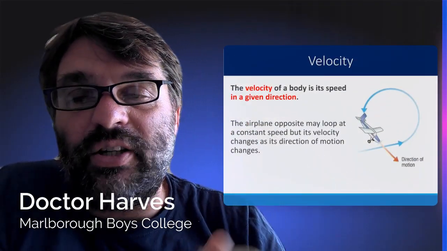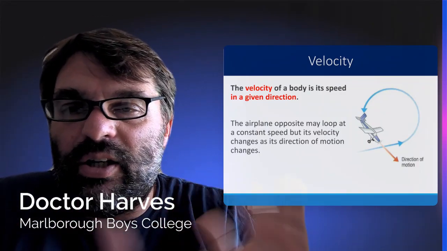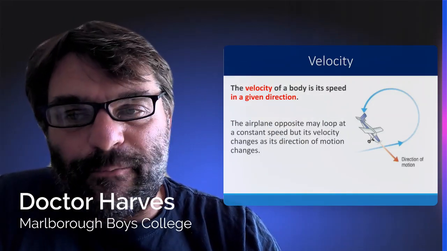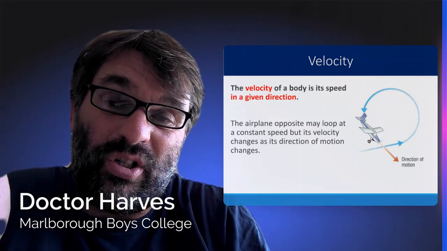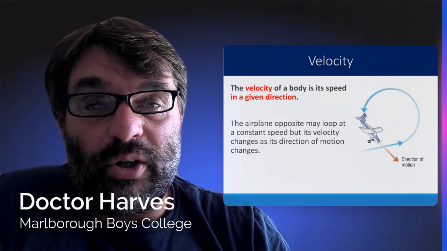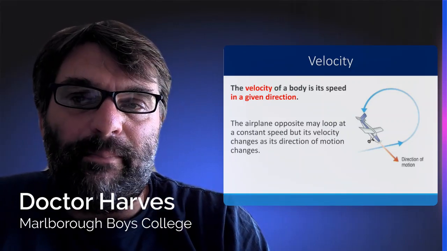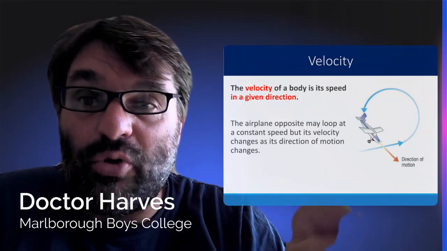So what is velocity? In the previous video, I used the terms velocity and speed interchangeably, but as you go on with physics, you'll see there is actually a difference. Velocity is essentially the speed, which has a certain size, but in a given direction. So when a plane goes loop to loop, even though its speed stays the same, its velocity is changing because its direction is changing as it goes in the circle.